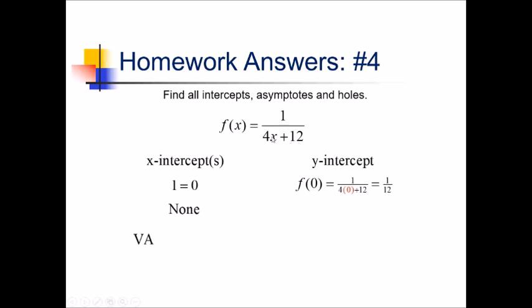Next, for the vertical asymptotes, those are going to be x values that zero out the denominator. So if I set 4x plus 12 equal to 0 and solve that, subtracting 12 and dividing by 4 gives me x equals -3 for a vertical asymptote.